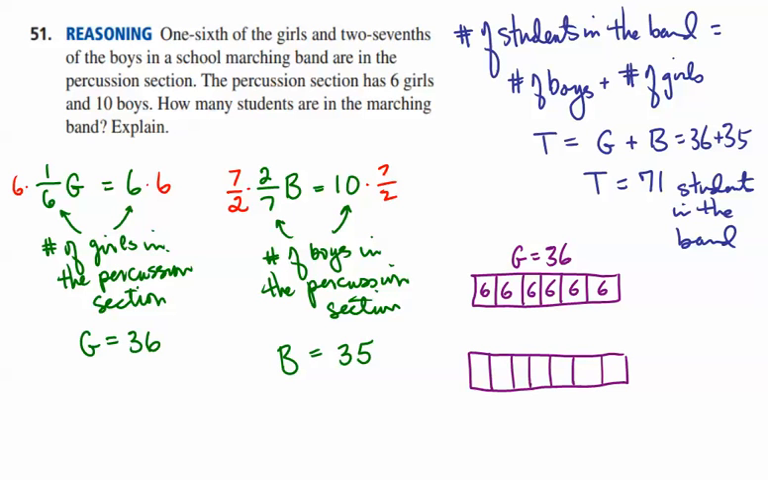Now, if 2 out of 7 is equal to 10 for the boys, then 1/7 should be equal to 5. We know that 2 of them equals 10, and each one is the same, so each one should be equal to 5, and 7 5s would be 35 boys. So that's another way, without setting up equations, that we could also come up with 36 girls and 35 boys for a total of 71 students in the band.